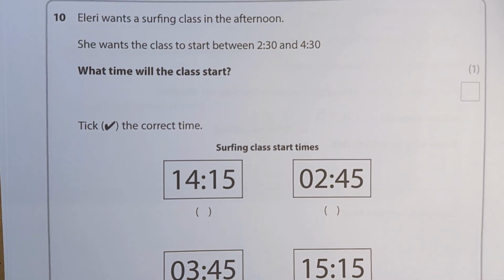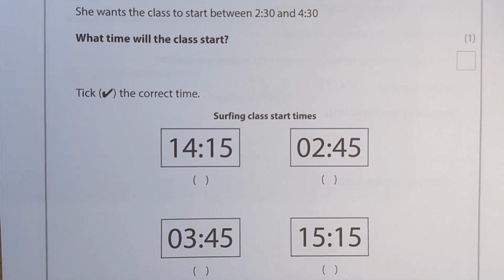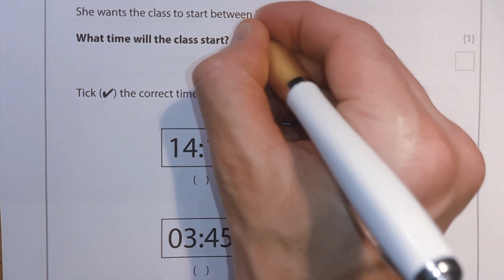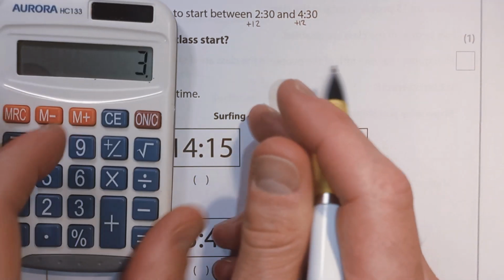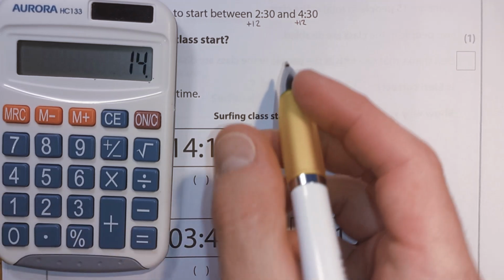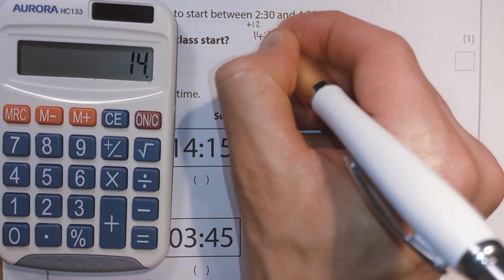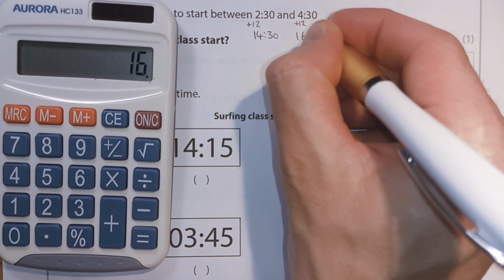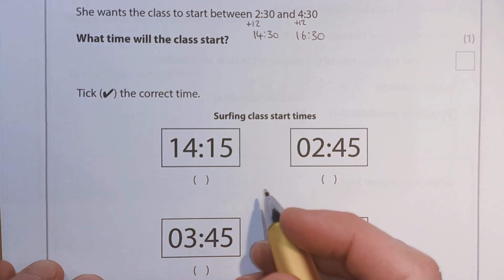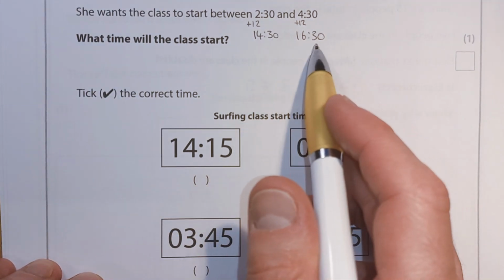Question 10. Ellery wants a surfing class in the afternoon. She wants the class to start between 2:30 and 4:30. What time will the class start? Okay, well, we've got 24-hour clocks here, so let's turn these times into 24-hour clocks. If these are in the afternoon, we need to add 12 hours to the hour. So 12 plus 2 would make this time 14:30, and 12 plus 4 would make this time 16:30. So we want a time which is between 14:30 and 16:30.